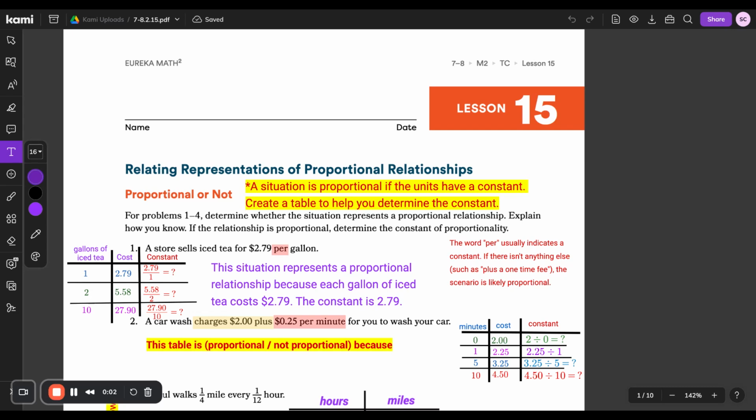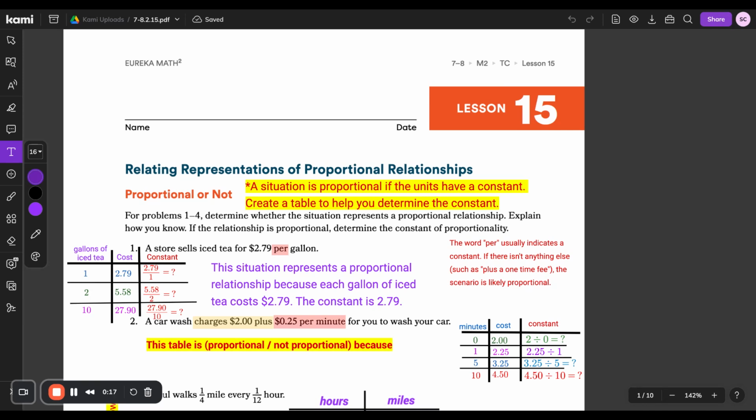Module 2, Lesson 15, Relating Representations of Proportional Relationships. We are just going to be comparing how we find the constant in a table, in a graph, in an equation, and in a word problem.